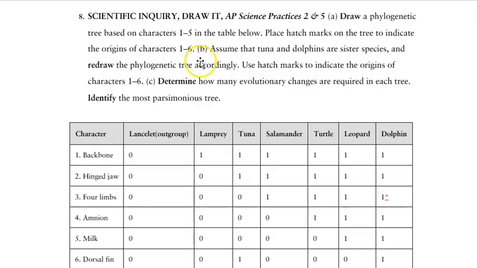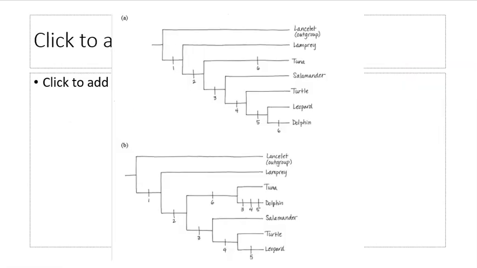Assume they're sister species and redraw the tree accordingly, right? And so when you do that, when the tuna and dolphin are sister species, you have to have multiple evolution points along the line for dolphin: 3, 4, 5, 3, 4, 5, right? And so that is not parsimonious. This one's parsimonious: fewer explanations, fewer things needing to happen. The simplest explanation: 6 is a derived character evolving independently in the tuna line, versus 6 and then 3, 4, 5 as well in the dolphin. That doesn't make sense. So this is the better tree.